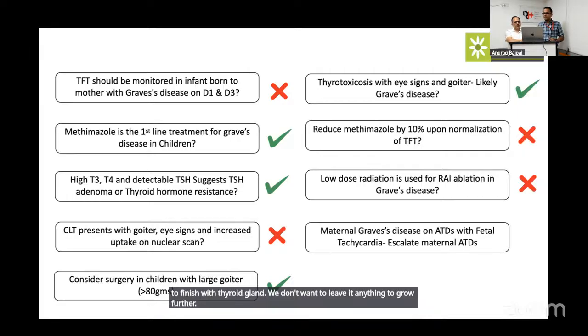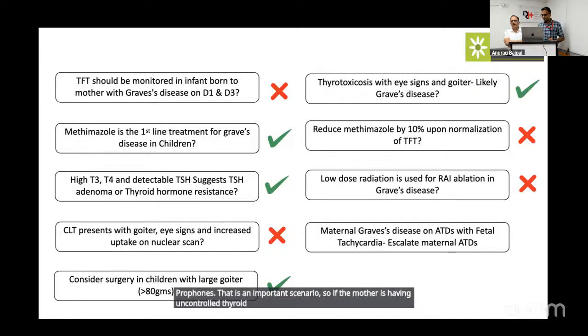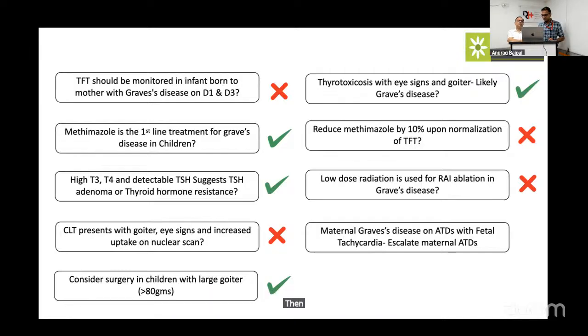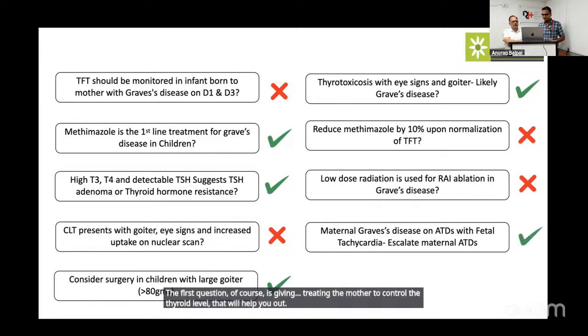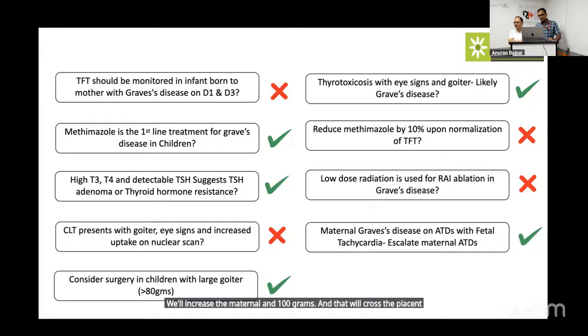Maternal Graves' disease with fetal tachycardia needs escalation of maternal antithyroid drugs. True or false? That is an important scenario. If the mother has uncontrolled thyroid and the baby has tachycardia, do we give something to the baby or to the mother? The first step, of course, is treating the mother to control the thyroid level. That will help. We will increase the maternal antithyroid drug doses, and that will cross the placenta also and may help out.